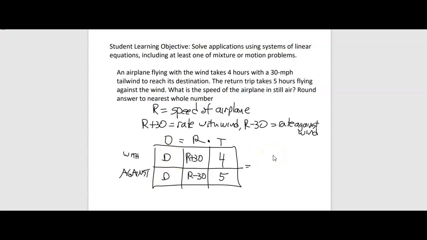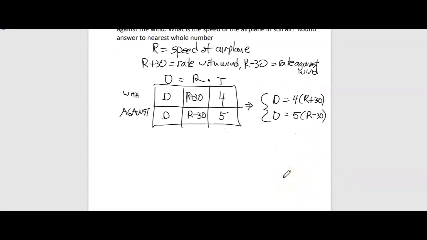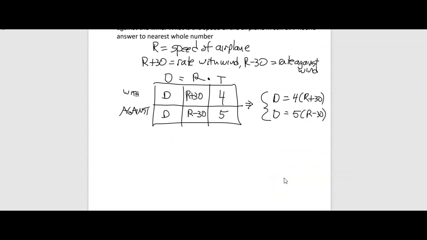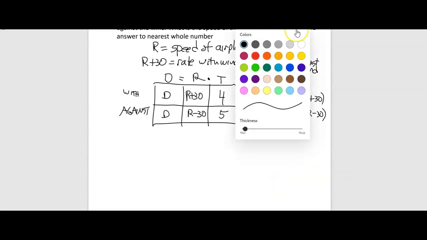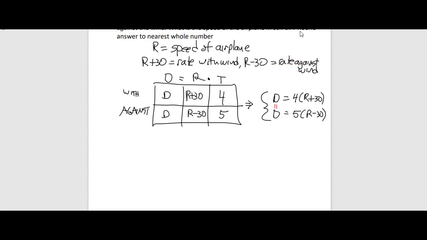So if we write these as two separate equations, we have d equals rt. We have d equals rt. I'm going to put the 4 first, so that's the t, and that's the r. And we also have d equals, similarly, 5 times r minus 30. So this is our system of equations, a 2-by-2 system. Since d is the same, we know those are equal.